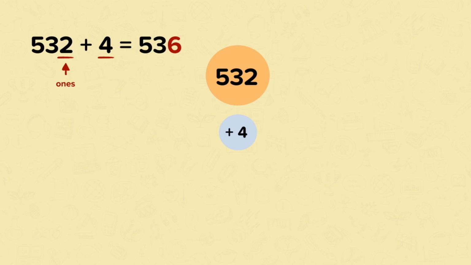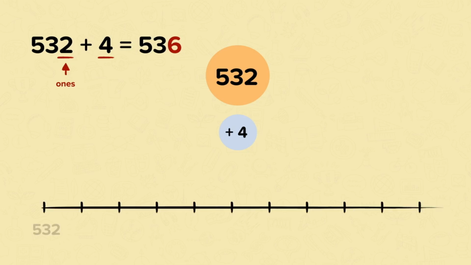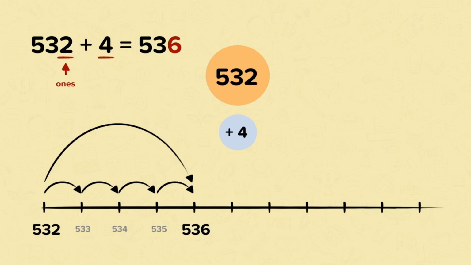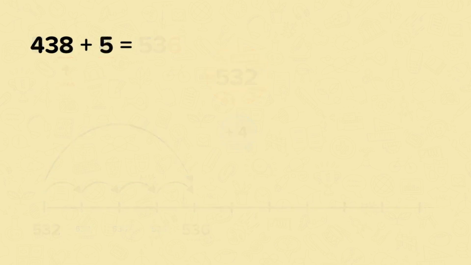536. Let's just show this on a number line now. We could have counted on in ones to add 4. But by focusing on the ones digit, we've been able to do it in one quick step. Now let's have a look at another example. This time 438 add 5.